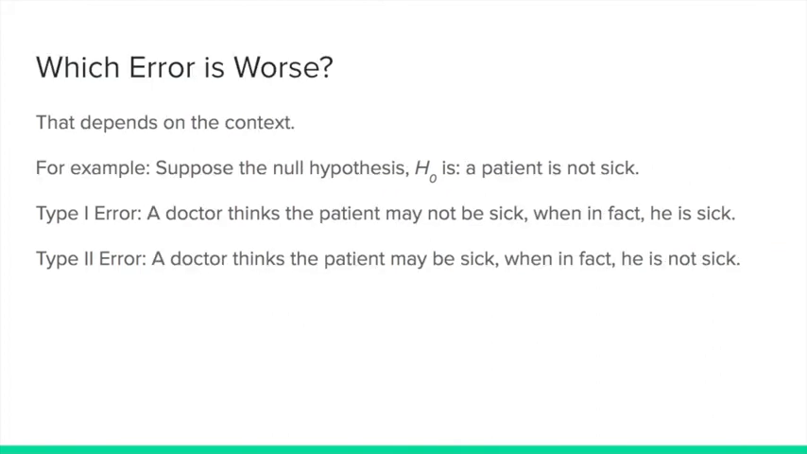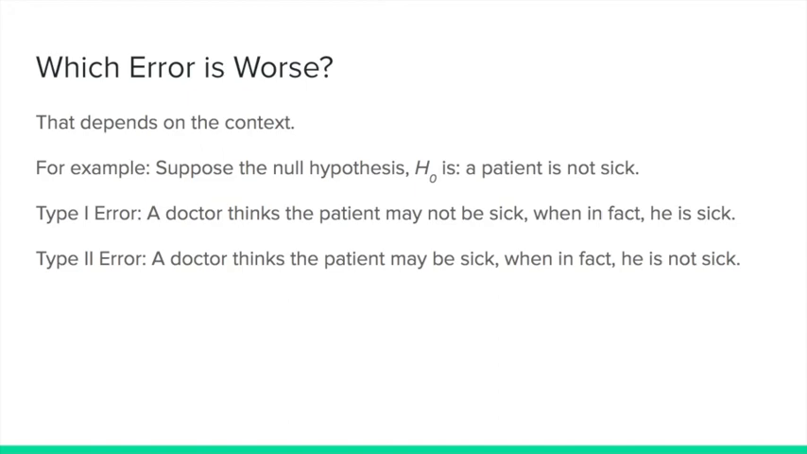So here's a little subtler example. Suppose that the null hypothesis H0 is a patient is not sick. A type 1 error would be that a doctor thinks the patient may not be sick when in fact the patient is sick. A type 2 error would be a doctor thinks the patient may be sick when in fact he is not sick. So which of these is worse?